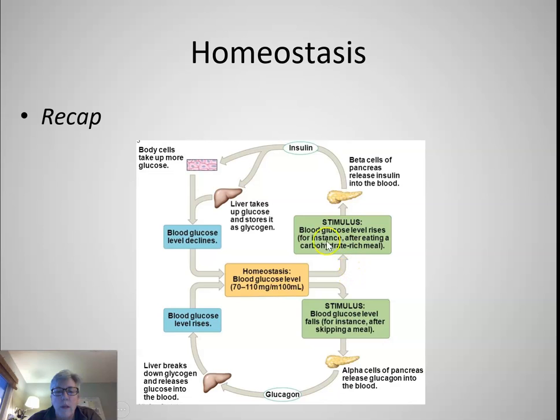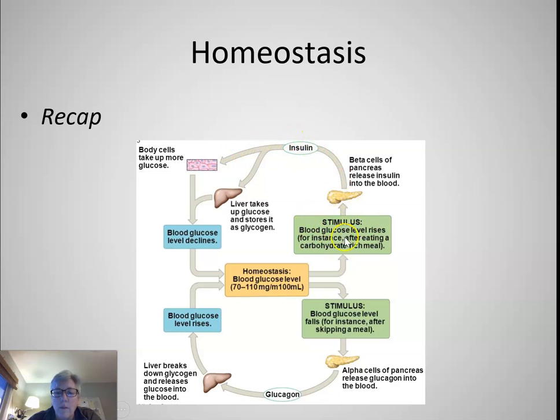So this is just a recap. Again, in both situations, we have a stimulus and we have a response. Both of those things are at play to maintain homeostasis, to maintain our blood glucose levels. It's important to note that these are both negative feedbacks. Remember, a negative feedback loop is when a response works against the stimulus.